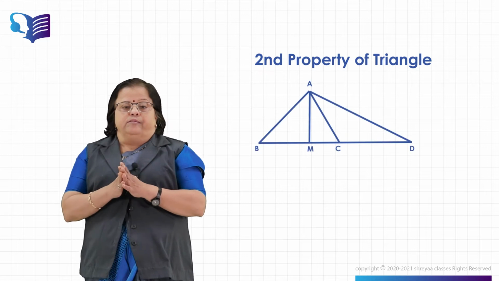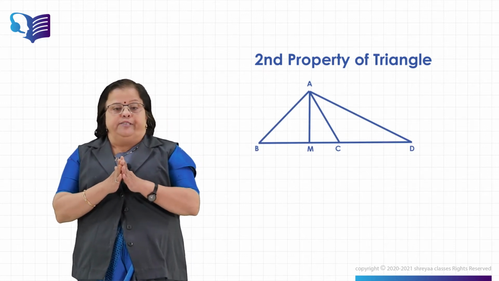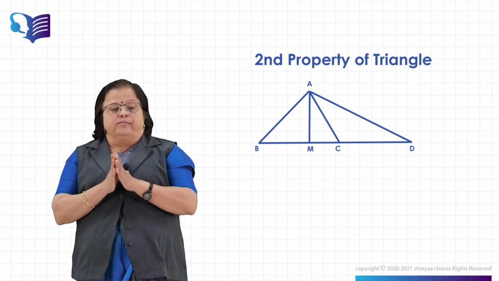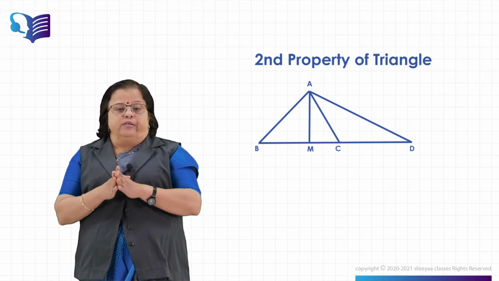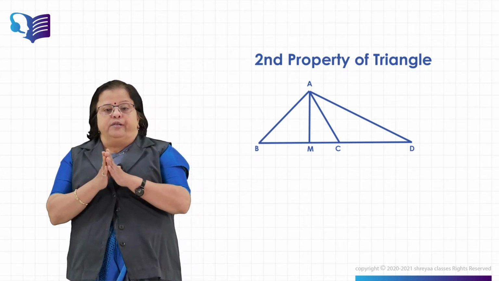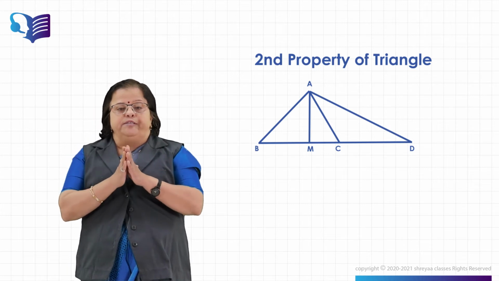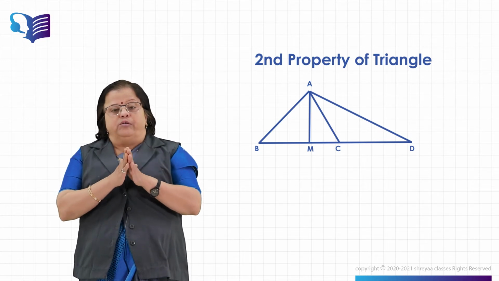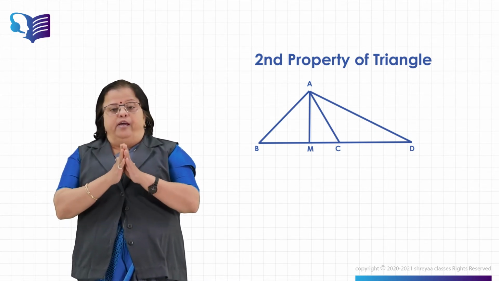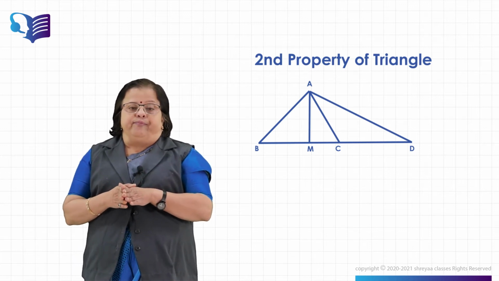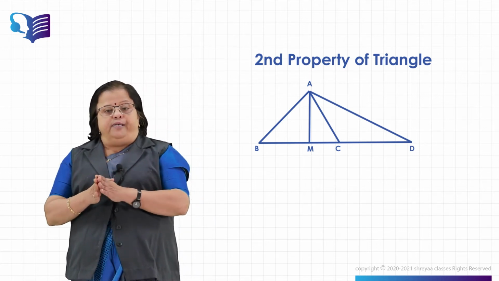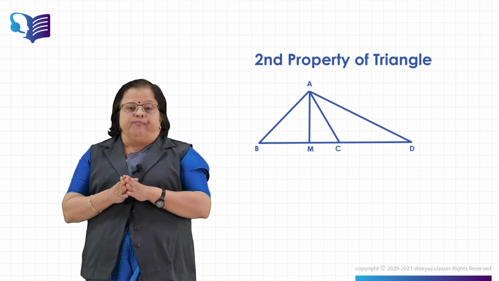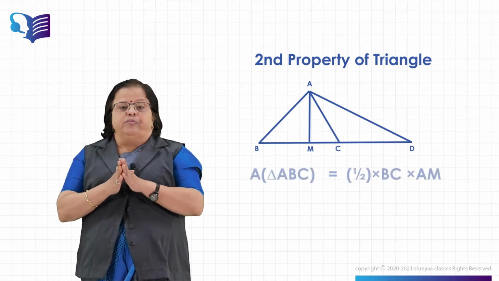We can see triangle ABC and triangle ACD in the figure. We are considering these two triangles. Triangle ACD is an obtuse angle triangle and triangle ABC is an acute angle triangle. From A, if we draw a perpendicular on the base BC, then AM is the height of triangle ABC. If we consider triangle ACD, then the same AM is the height of triangle ACD also. So, let us find out the property.